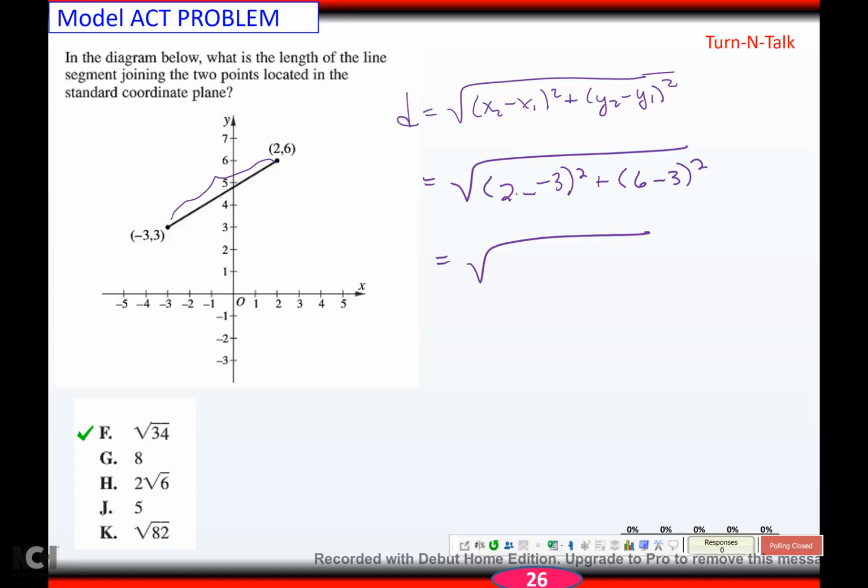That gives me 2 minus a negative is positive, so that's 5 squared. 6 minus 3 is 3 squared. So that's 25 plus 9, which is 34. So my distance is the square root of 34. Okay?